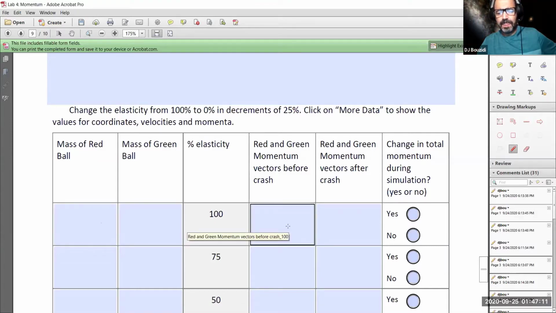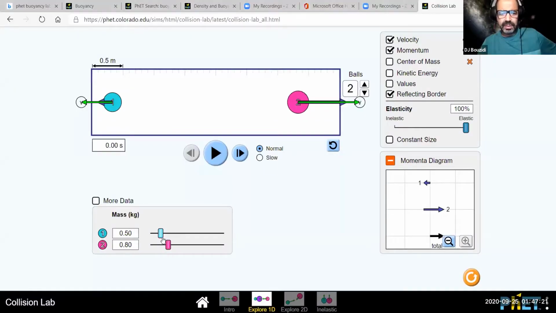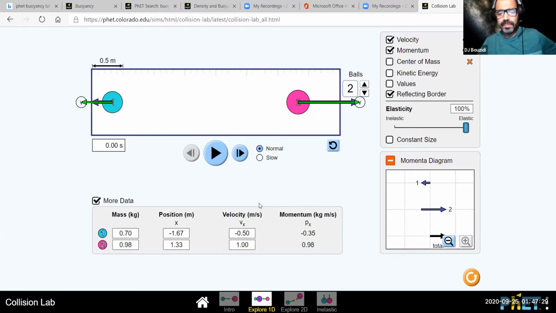And now, what is it? For this one, this is what you got to do, okay? Probably will explain a little bit more on this, okay? So I'm gonna change the masses a little bit, doesn't matter. I'm gonna turn on more data, okay? And I need to report these numbers, okay?